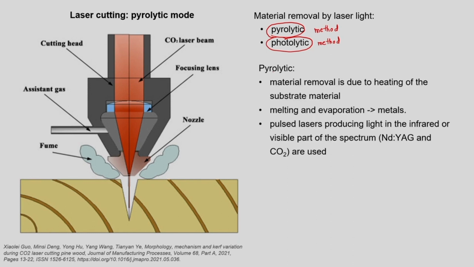In the pyrolytic method, the material is basically removed by using intense heating due to the laser beam. The laser beam is applied on the material surface, and due to the interaction of high speed photons with the atoms of the substrate material, there is melting and evaporation of the substrate material, particularly metals, and then we get the cutting operation or the separation operation.